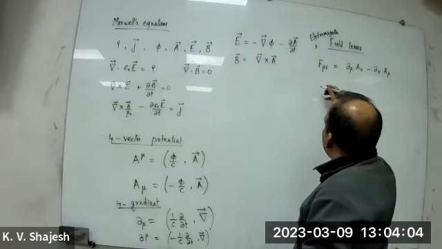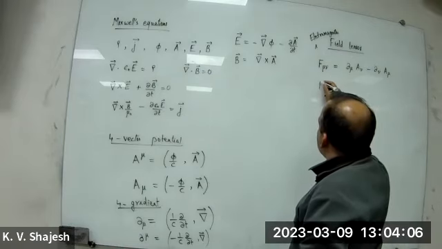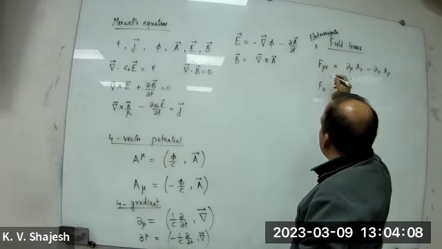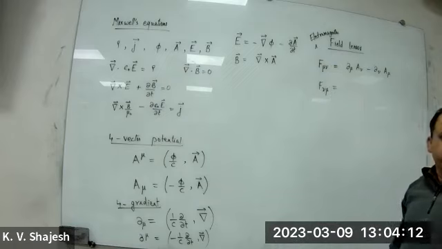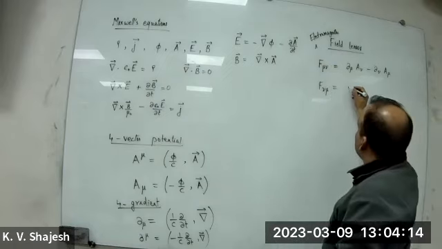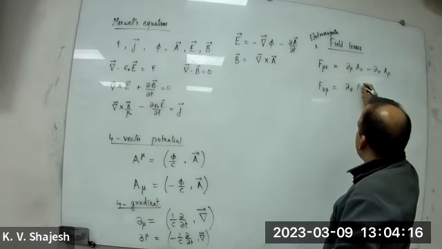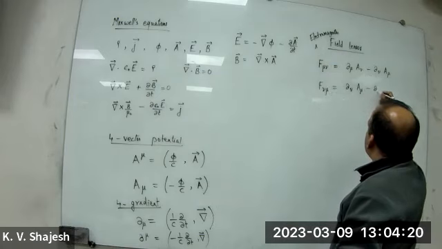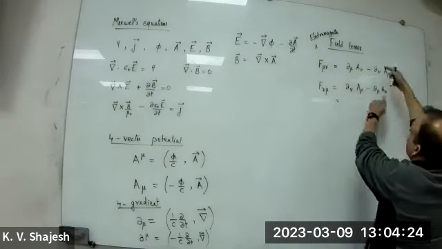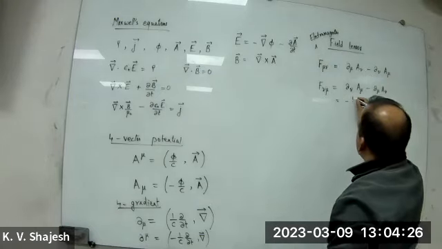What is F nu mu? If F mu nu is that, what is F nu mu equal to? I will say this is d nu A mu, just by definition, since I'm flipping mu and nu, minus d mu A nu, which is exactly flipped. So that's minus F mu nu.